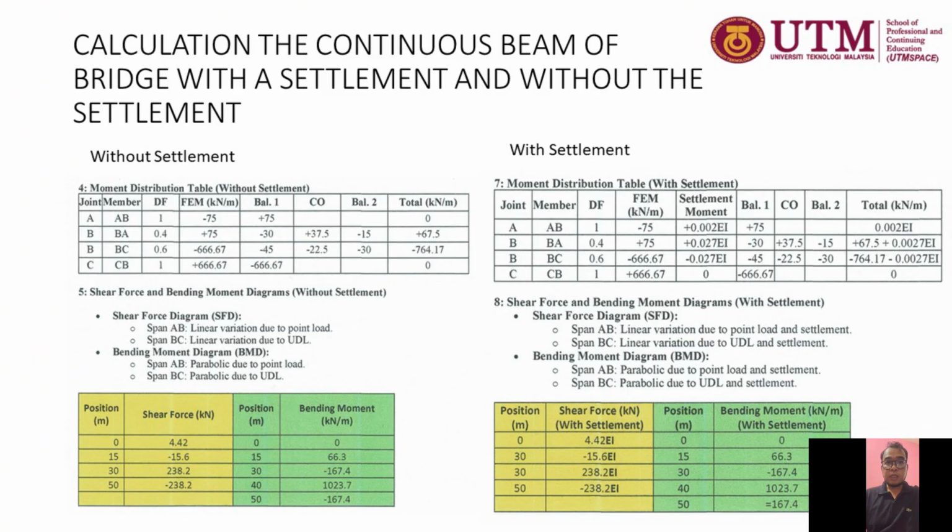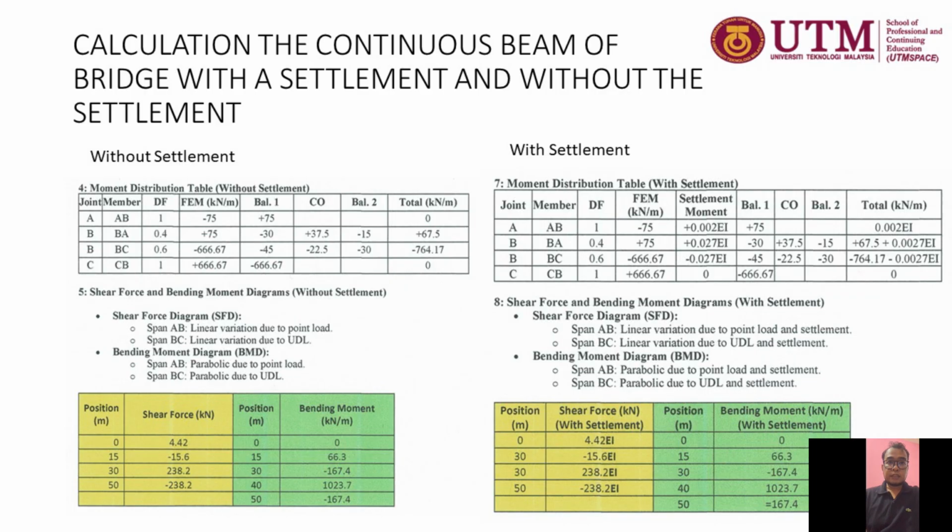Next step is fixed end moment calculation. As per the general formula, for the point load, we need to use minus PL over 8, where P stands for loading value and L stands for length of span. Different from the UDL loading for span BC, this formula needs to use minus WL over 12, where W stands for UDL loading and L stands for length of span.